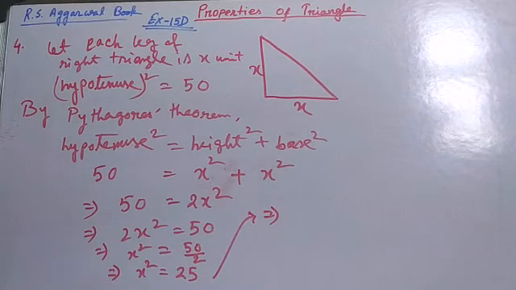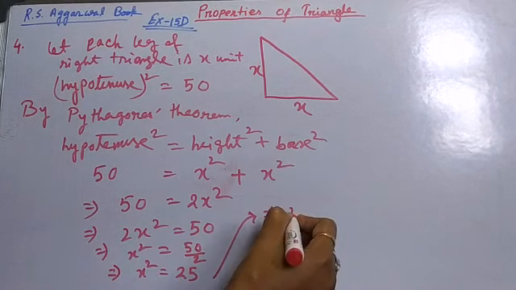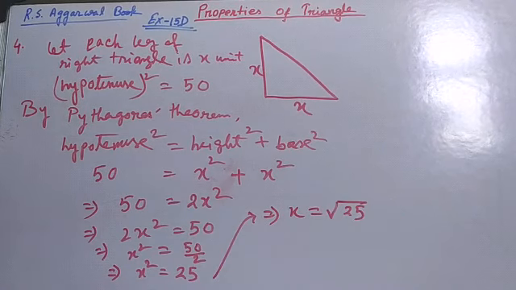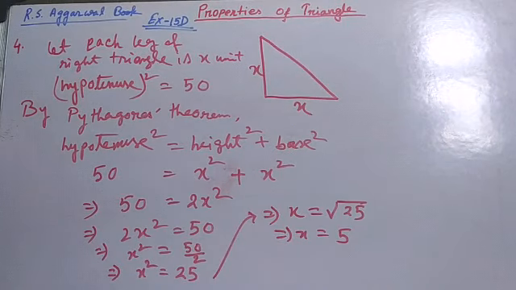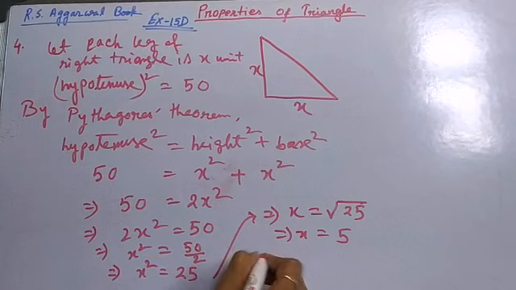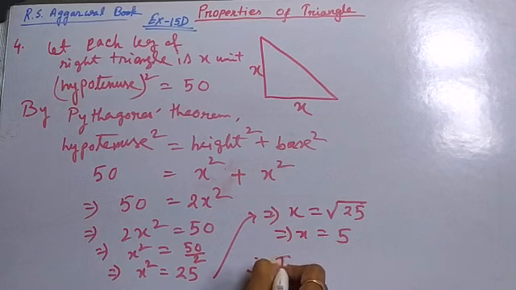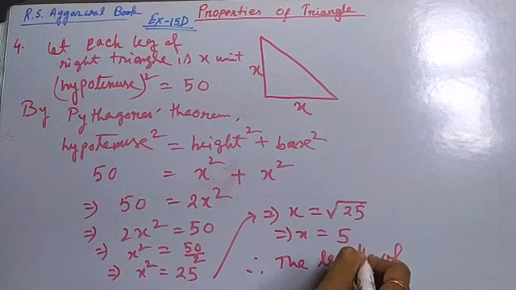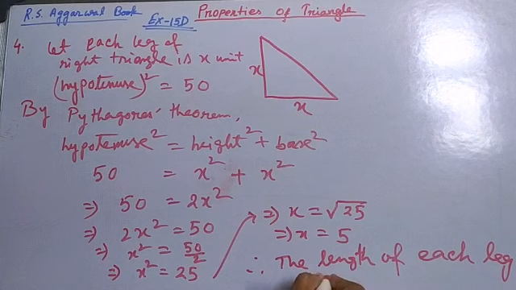Implies x equal to root over 25. So x equal to 5. Therefore the length of each leg is 5 unit.